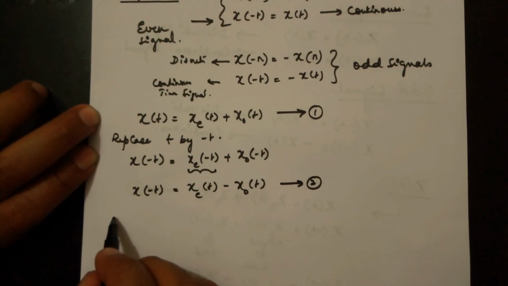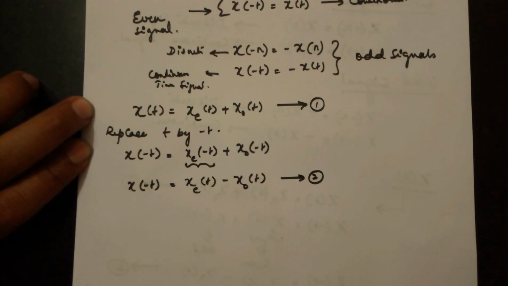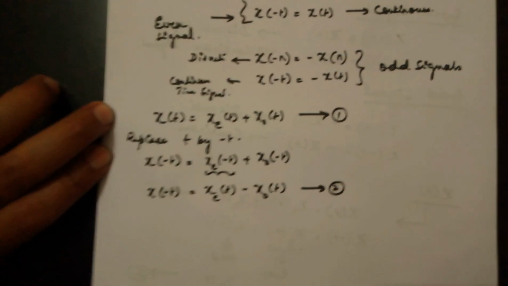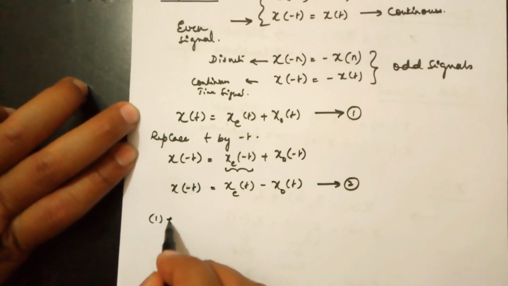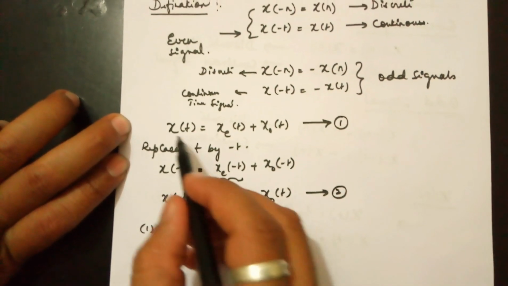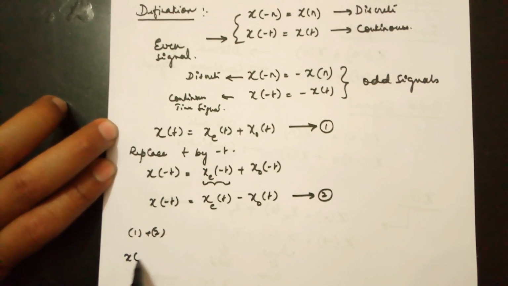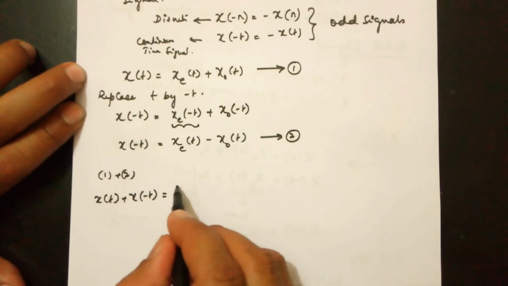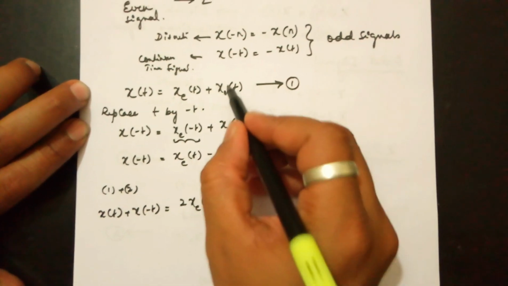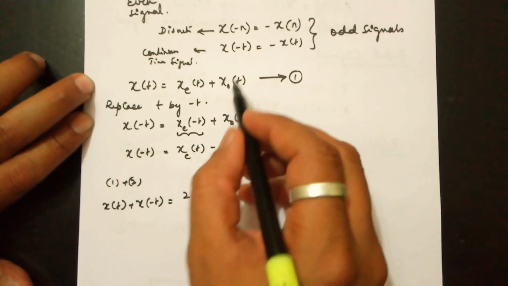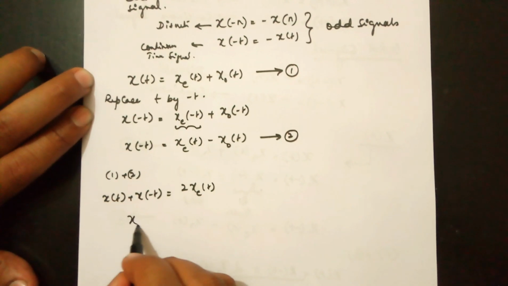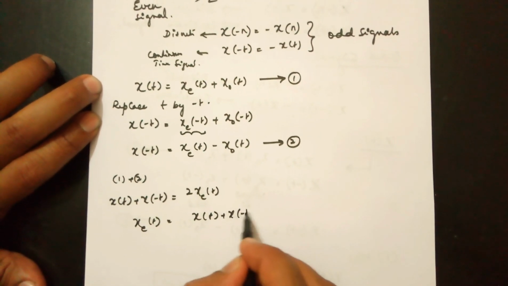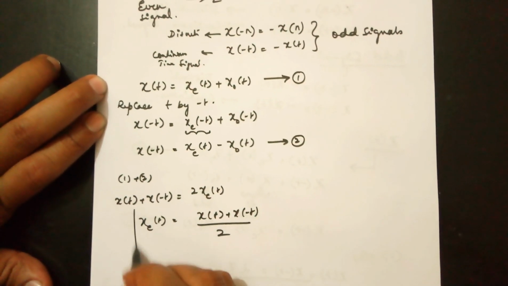Now if I add and subtract these two equations, I'll get the equation for the even part of the signal or the odd part of the signal. Now if I do 1 plus 2, on the left hand side I get x of t plus x of minus t. On the right hand side I get 2 times xe of t, whereas the odd part of the signal gets cancelled, right? So you get the expression for the even part of the signal, that is x of t plus x of minus t divided by 2.